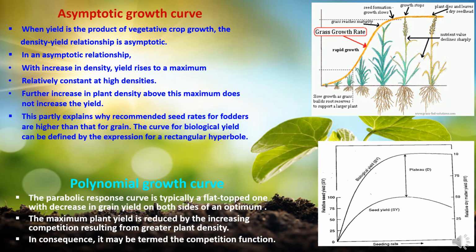Third type of growth curve is the polynomial growth curve, also known as the parabolic growth curve. The parabolic response curve is typically a flat-topped one, with decrease in grain yield on both sides of an optimum. The maximum plant yield is reduced by the increasing competition resulting from greater plant density. In consequence, it may be termed a competition function.